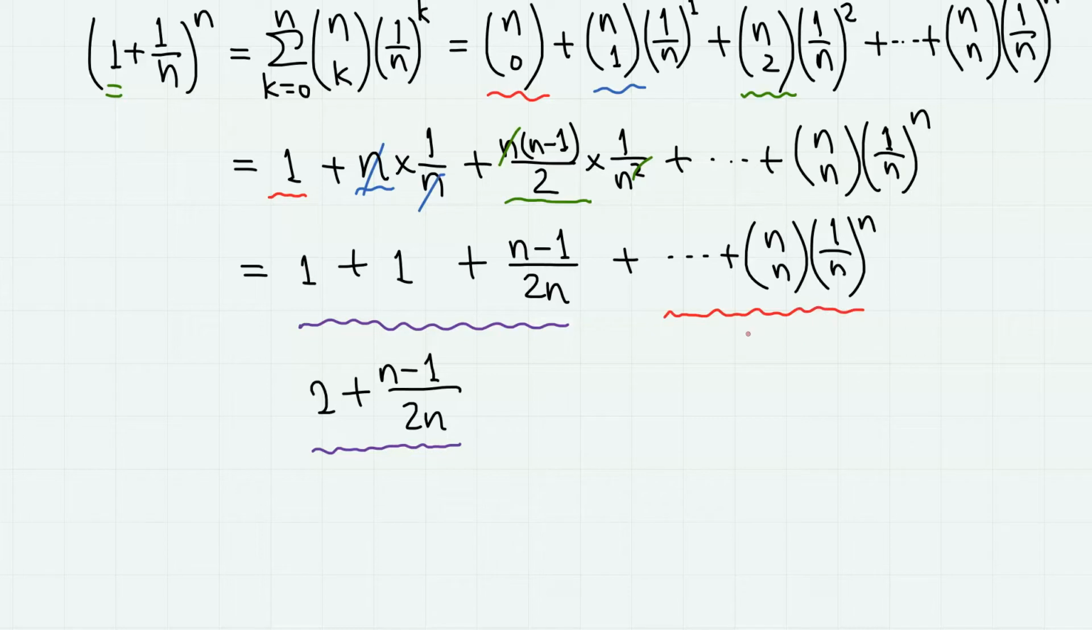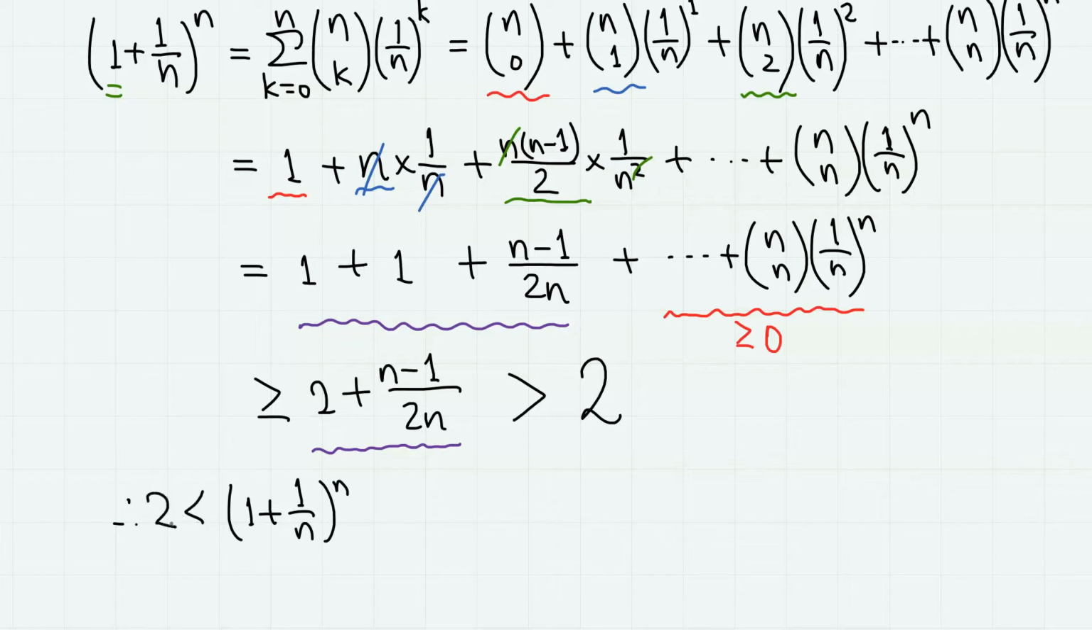this part is either positive or 0 depending on the value of n. So we have the inequality greater than or equal to. And this is again greater than 2. Therefore, we have (1 + 1/n)^n is greater than 2. So we have proved the first half of the inequality.